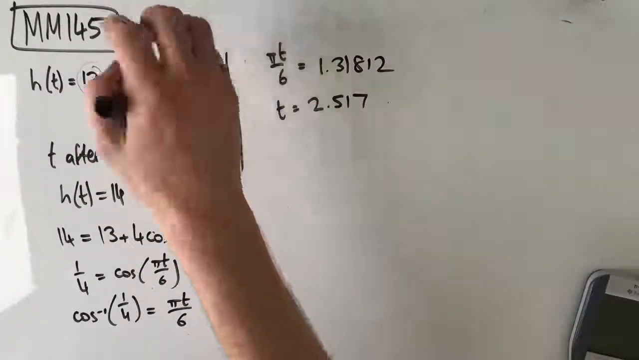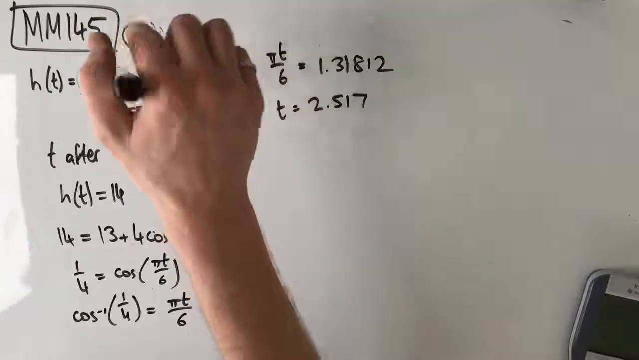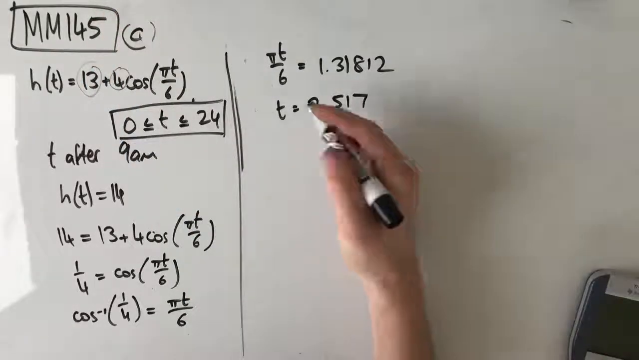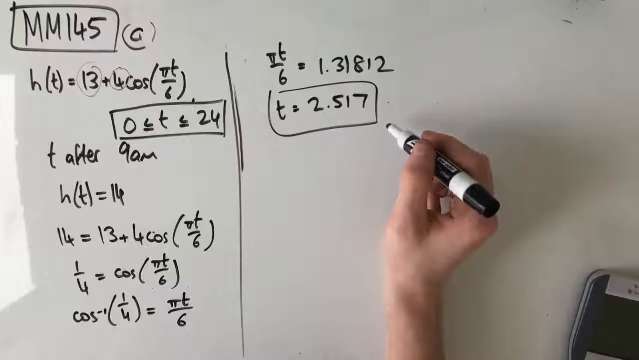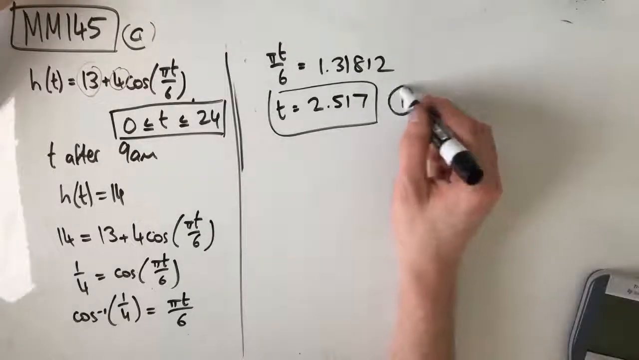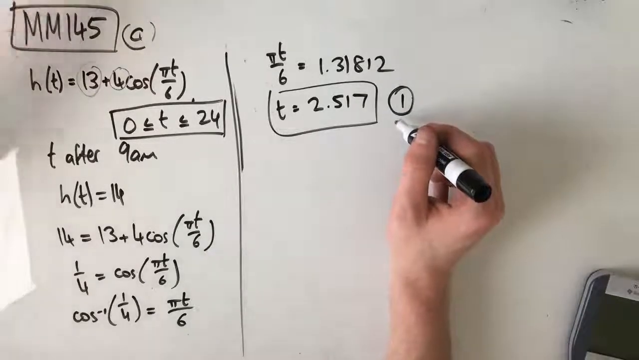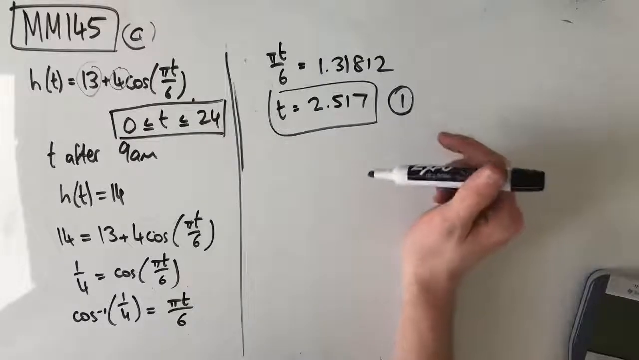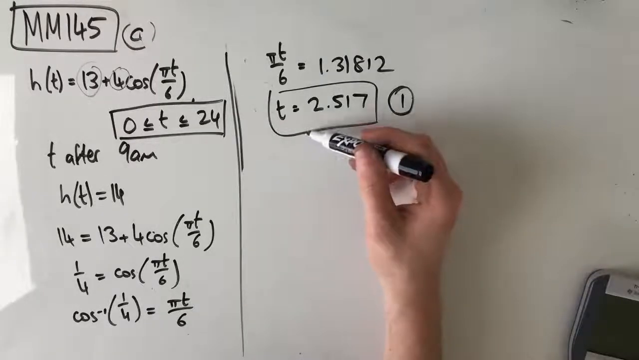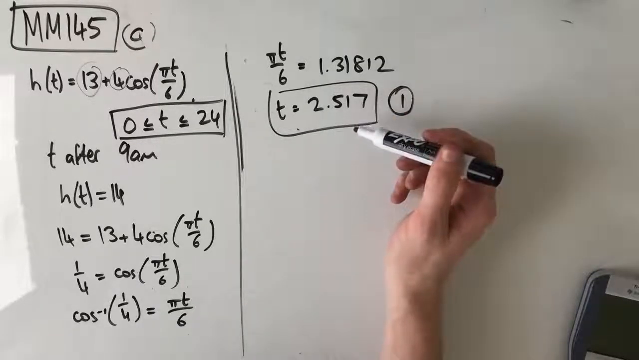and this is part C as well, just to keep that consistent. So t is equal to 2.517, that's all cool, and that's our first mark, guys. So that's realizing that t is equal to that. Now, this is equal to 1/4 of the time that the river is over 14 meters.